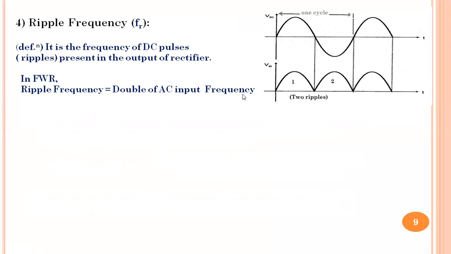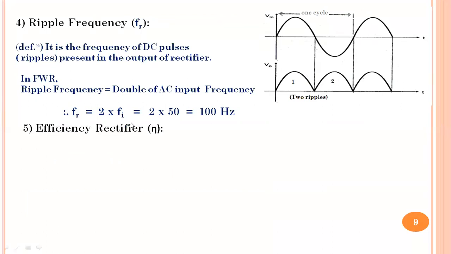But what is the frequency of AC input? 50 Hertz. So 50 into 2, the ripple frequency for the full wave rectifier becomes 100 Hertz. Have you followed this? We'll go for the next one, the fifth one, efficiency of rectifier.